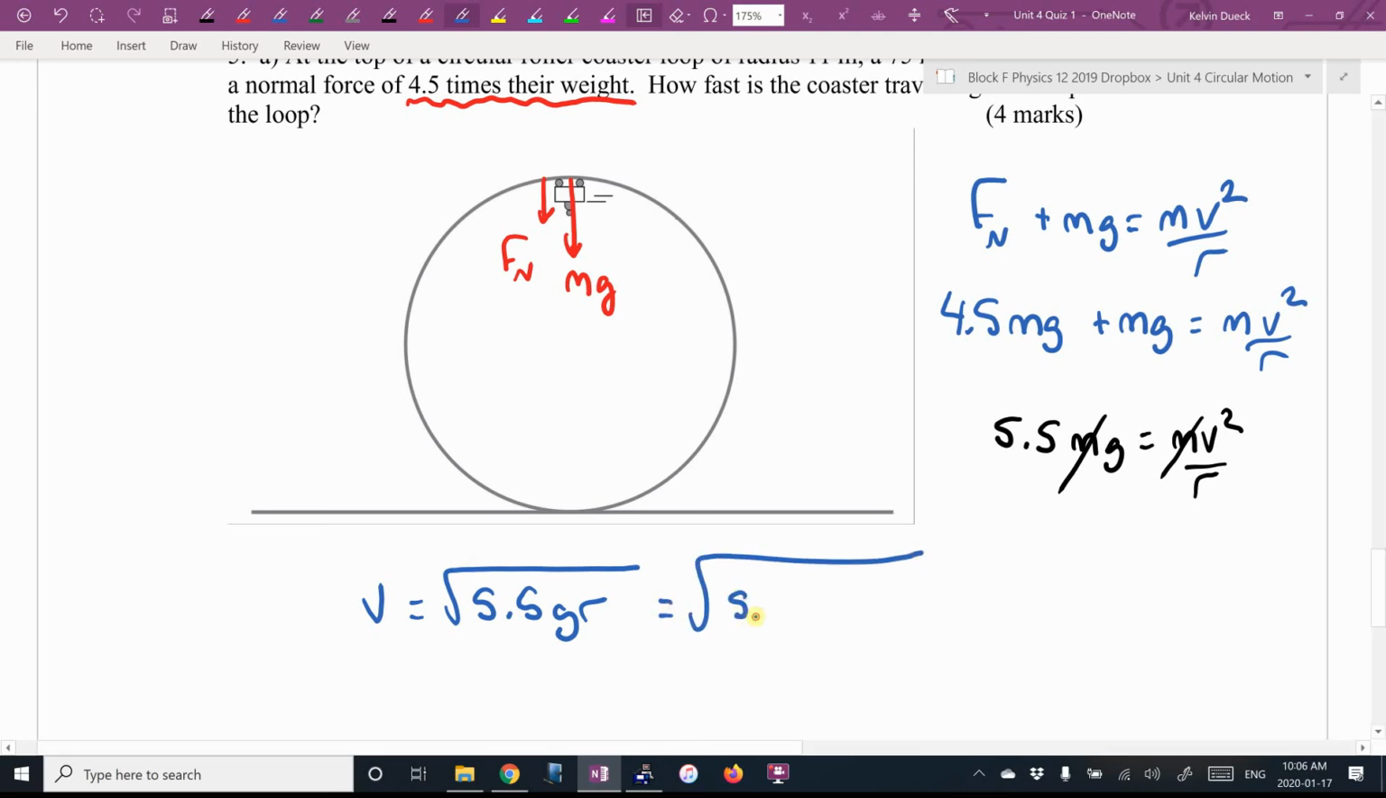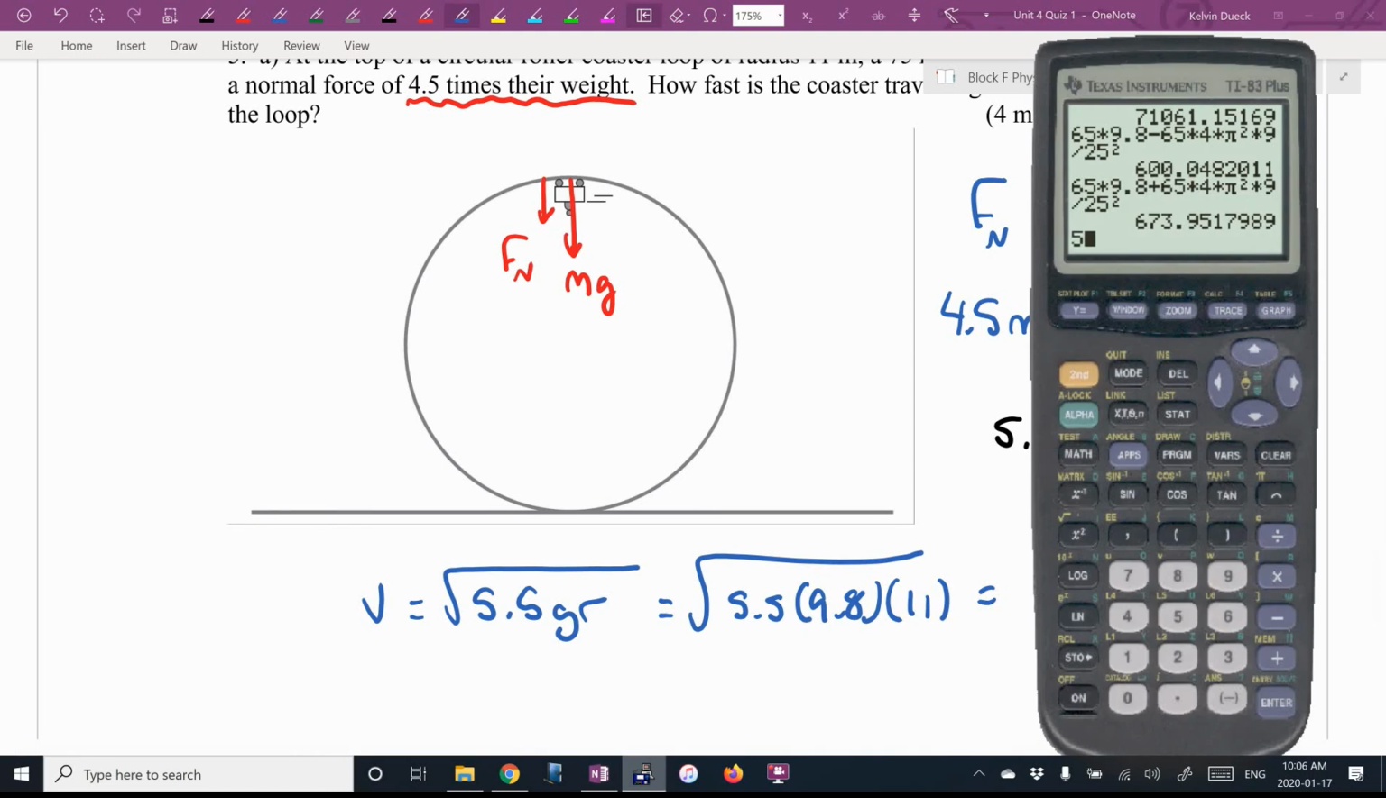It's going to be 5.5 times 9.8 times 11. Second function, square root answer button. 24.3 meters per second times by 3.6. Oh, that's not bad. Doing 90 kilometers per hour at the top. I'll go on that.